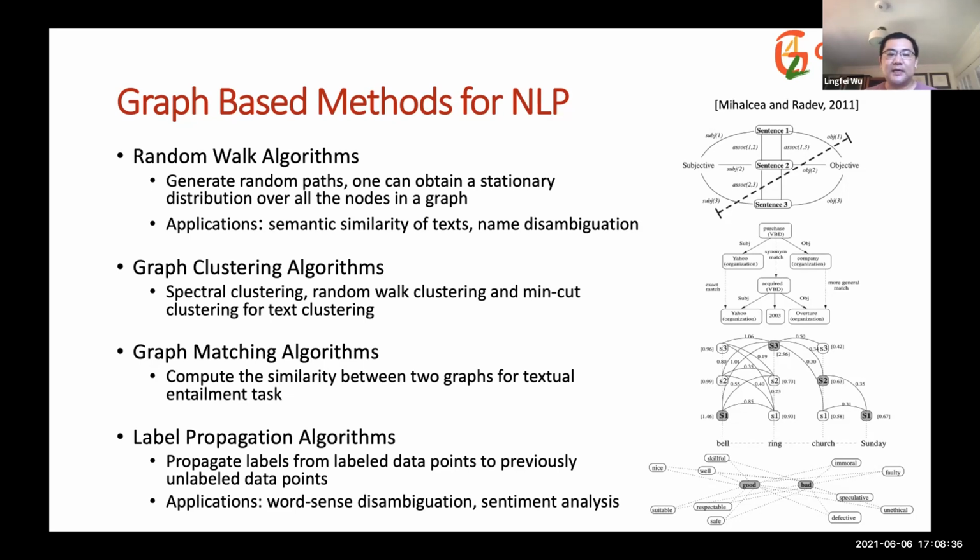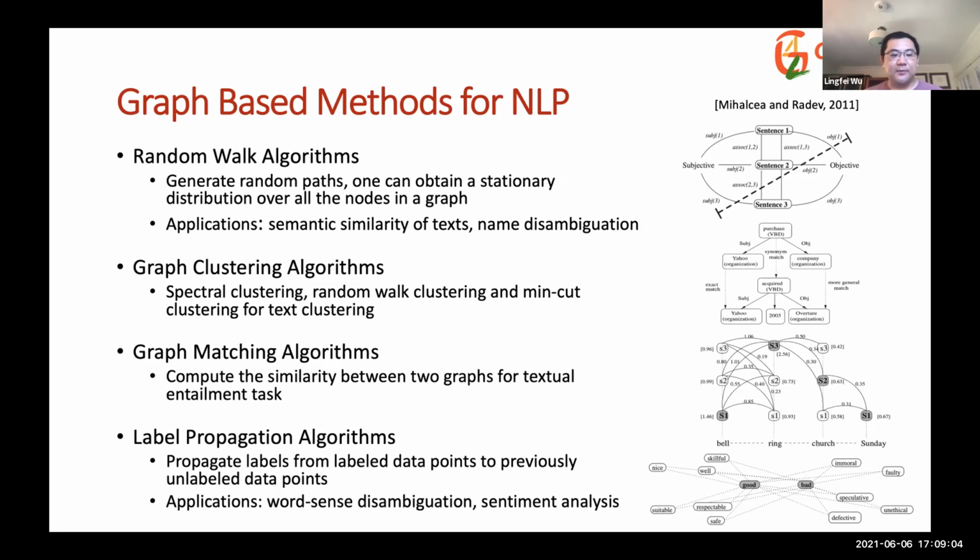The graph clustering algorithm has also been used for text clustering. For example, once we formulate the text graph, people can leverage, for example, spectral clustering, random walk clustering, or min-cut clustering to do the text clustering task. The graph matching algorithm can also be used for the text entailment task, which essentially tries to compute the similarity between 2 graphs constructed from the hypothesis text and the text.